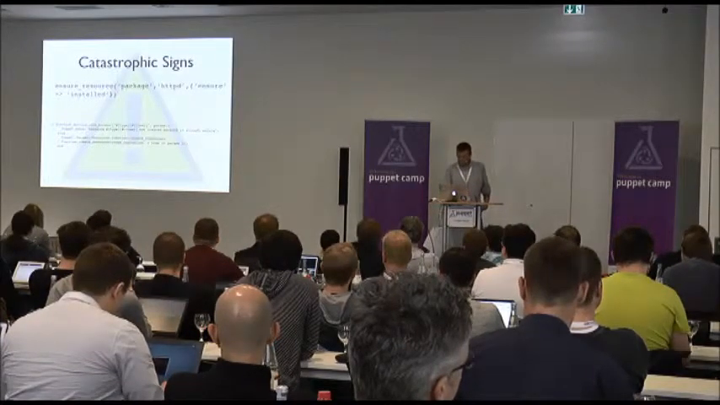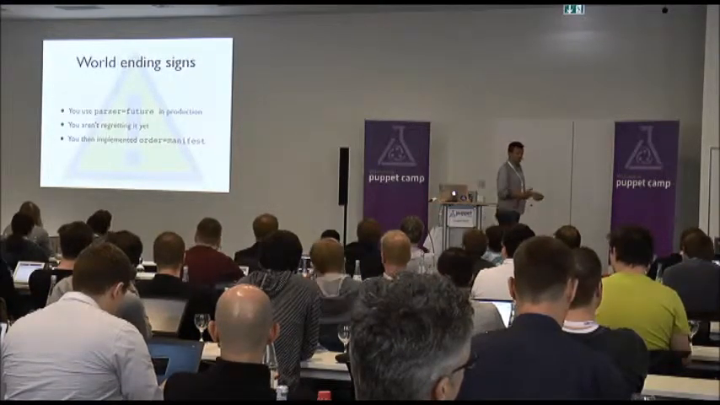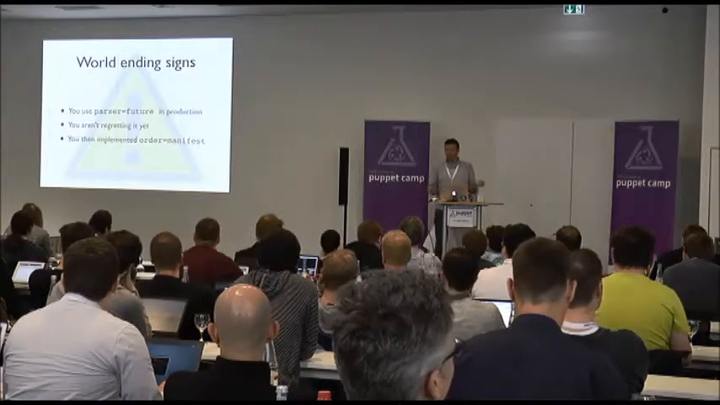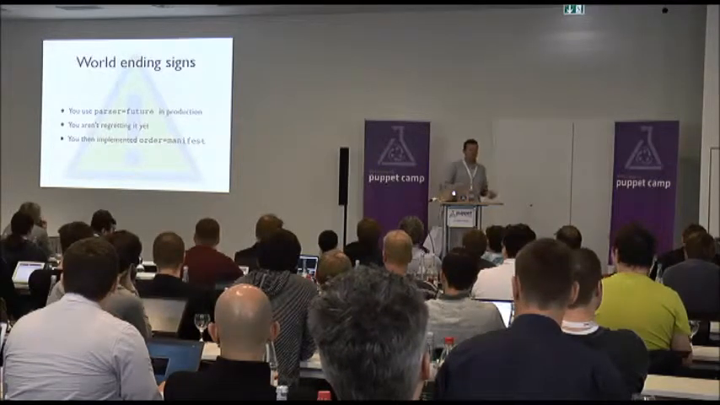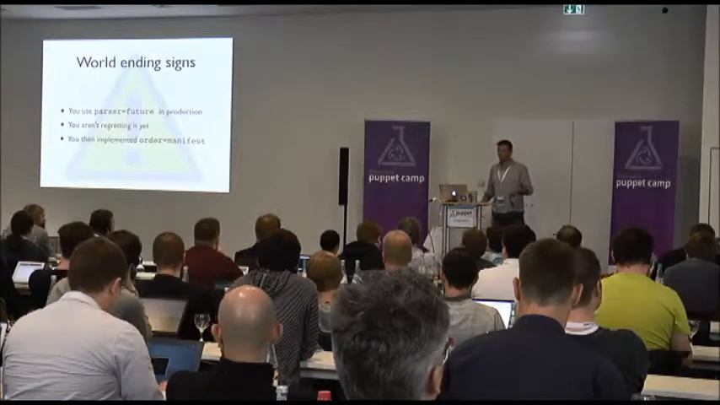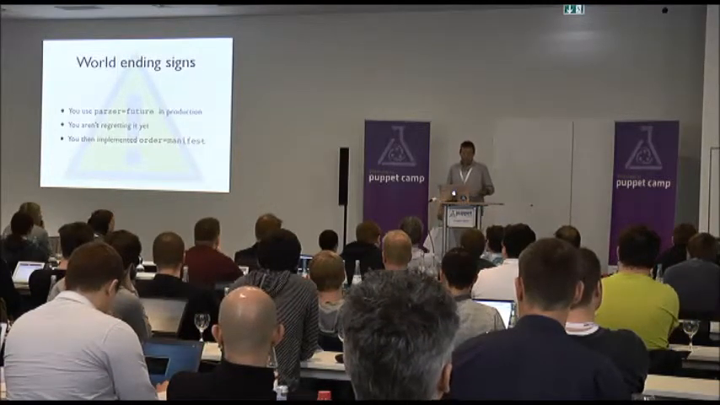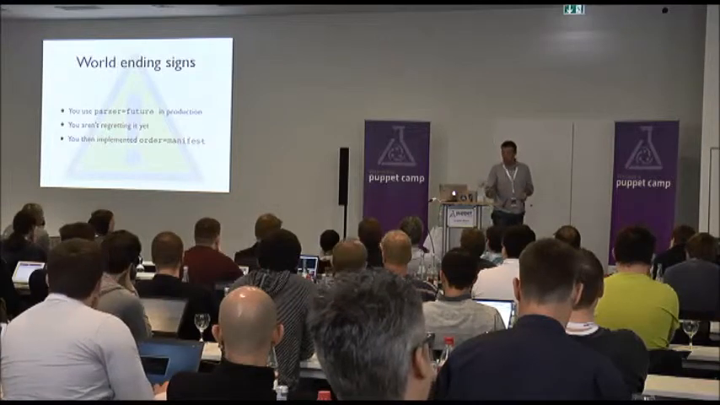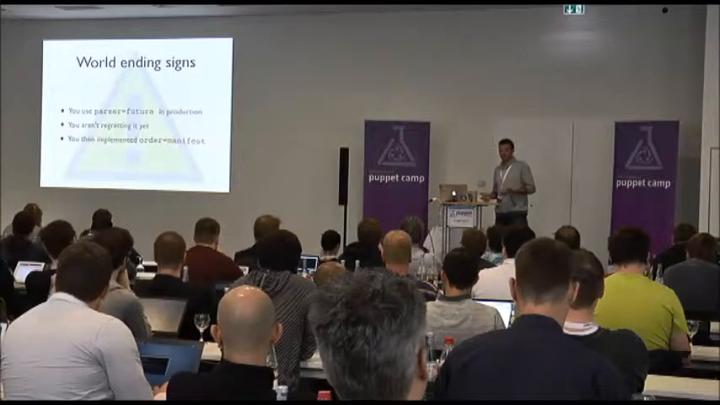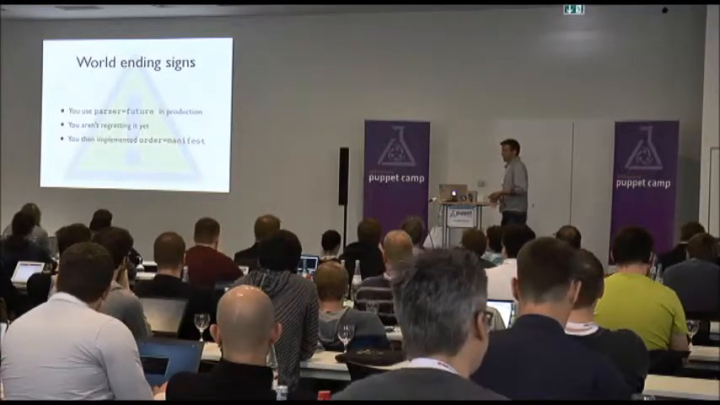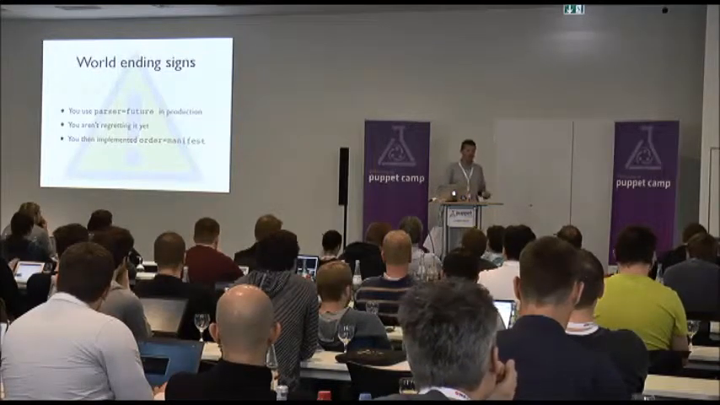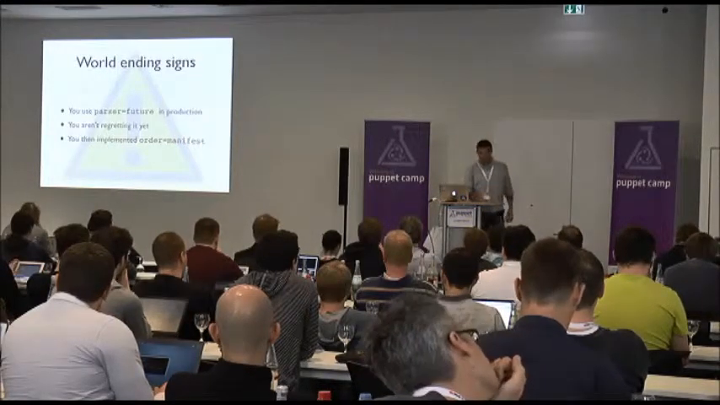So after catastrophic signs, I have another class which is world-ending signs. Who here is aware of parser equals future? Parser equals future is fairly new. I can't remember what version it got originally released in. Anybody? 3.3. And the intention, parser equals future unlocks a lot of new and funky cutting-edge syntax that's not normally available in the Puppet language. The reason Puppet Labs put it out there was so you can experiment with stuff, give them feedback, and collaborate. They didn't put it there so you could solve your production problems.